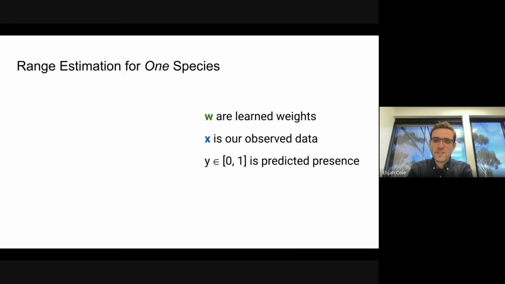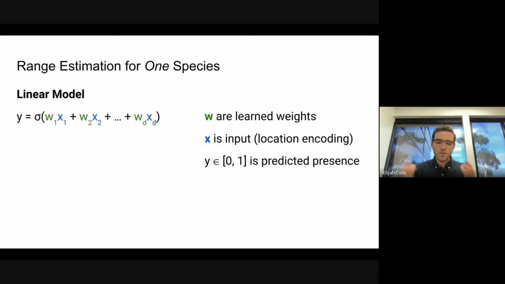And so for one species, just to get a sense for what's commonly done in the ecology literature, you have X as an input, some kind of location encoding. It's often environmental covariates, not longitude and latitude, but things like elevation and temperature and humidity. And then you have just a linear classifier that takes those location inputs and passes it through a nonlinearity to map it to the 0-1 range. And this can give you a prediction for whether the species is present or absent. So just a simple linear transformation of the location encoding passed through a nonlinearity to get some value between 0 and 1.